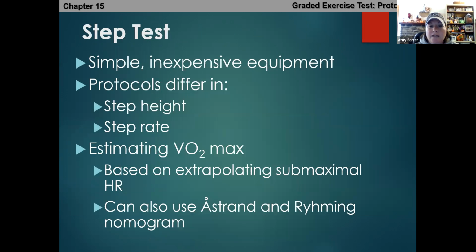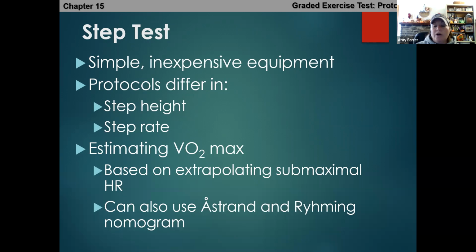A step test, you know, there's different protocols. We're going to look at what the step rate is and the step height. So we're going to look at that heart rate and be able to extrapolate based on that what that estimated VO2 max is. I use a version of a step test in my office to look at cardiovascular fitness for some of the pre-employment screens I do for work.